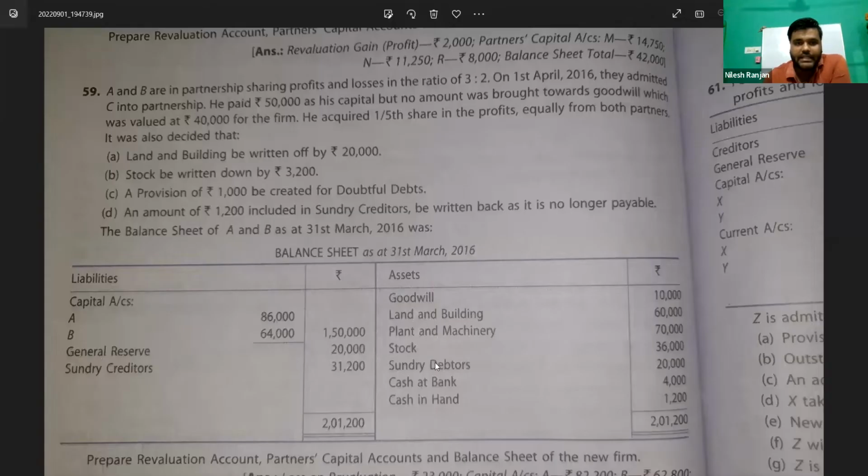And you can see that here it is written, he acquired 1/5 share in the profit equally from both partners. So both partners are sacrificing their share in equal ratio. That's why goodwill is distributed between old partners in sacrificing ratio, that is equal. Is that clear?